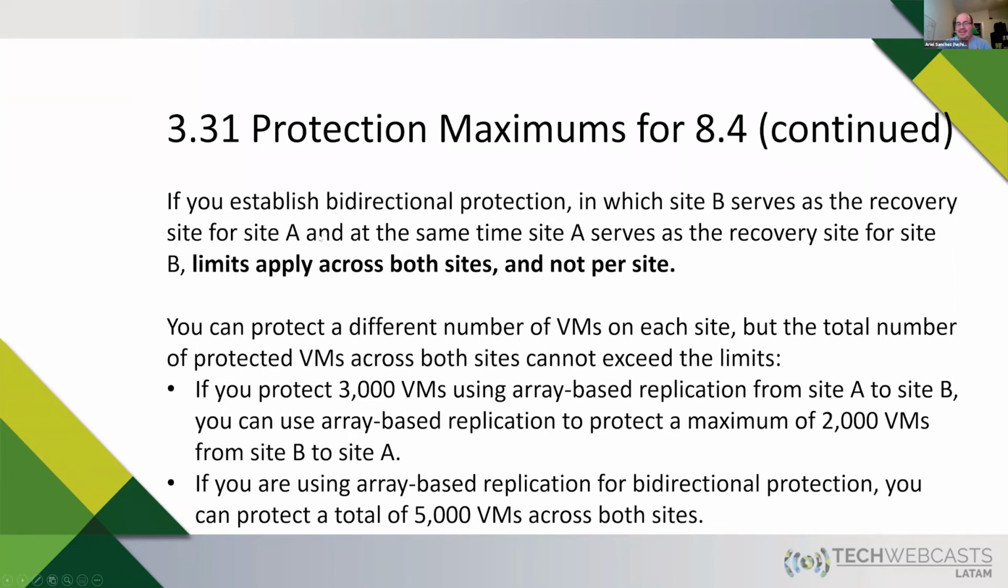So important to know. Okay, so I had mentioned this before. When we have bidirectional protection, the limits apply across both sides, not per side. So if you are protecting 3,000 VMs from one side, from site A to site B, you can only protect 2,000 VMs from site B to site A because 5,000 is the global limit across both sides. So you have to be very careful there. If you're thinking of using bidirectional protection, are you even able to do the reprotect with the same number of VMs that you were thinking before?